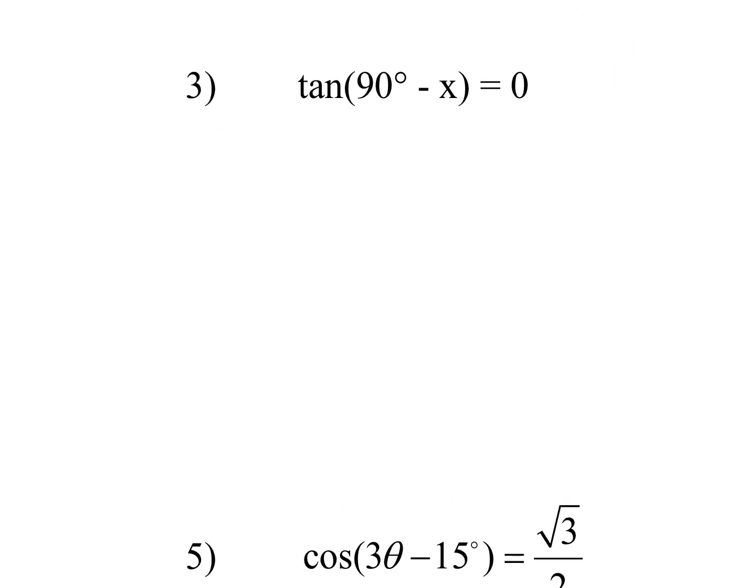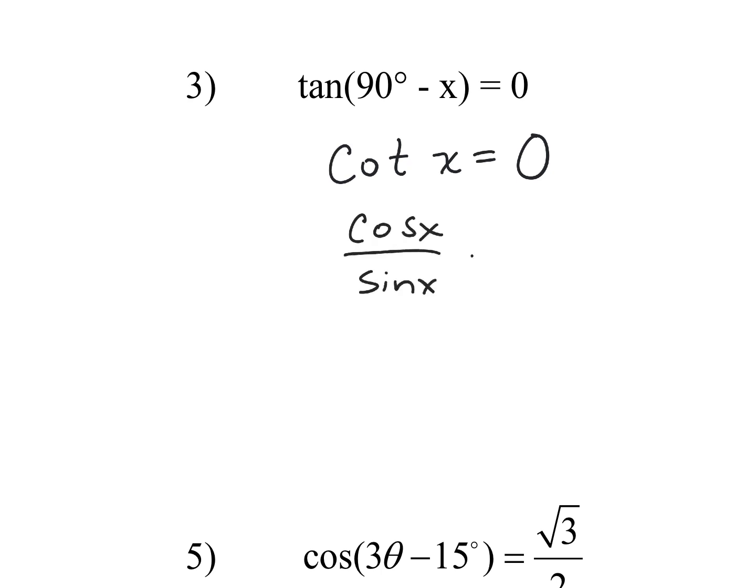Let's move on to number 3. This is one of our co-functions. All right, so this tangent of 90 minus x, that is exactly the same as the cotangent of x. And I know that cotangent of x is really the same as cosine x over sine x. So really, I'm trying to figure out where cosine x equals 0. So where cosine equals 0, that happens at 2 places, either at pi over 2 or at 3 pi over 2.